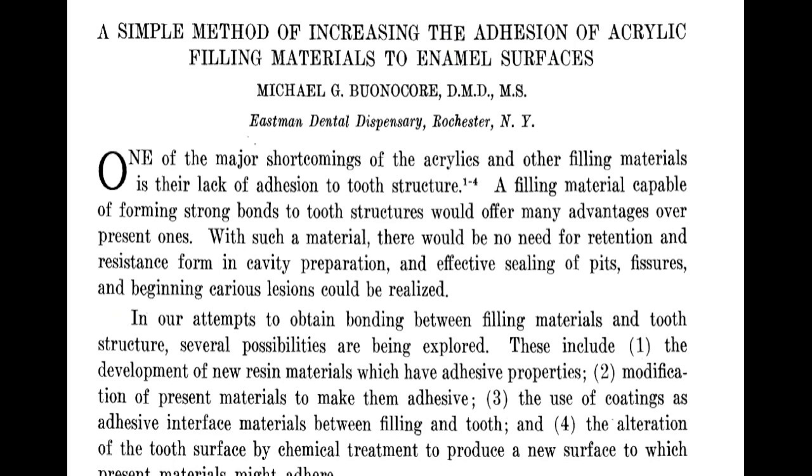What's remarkable, I think, is this is a paper he wrote in the 1940s, and he said we need, number one, to alter the tooth surface to facilitate bonding, which we do with etching. We'll talk about that. Number two, we needed to use coatings as an adhesive interface between filling and tooth, and we do that too. So it was amazingly insightful back in the 40s to think like that.